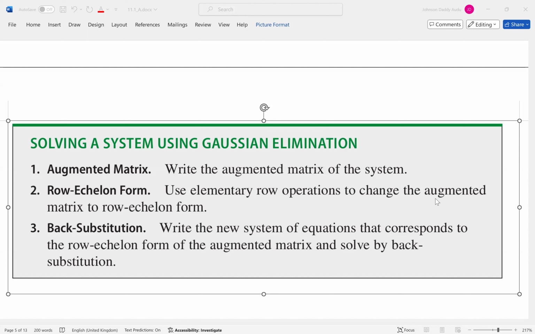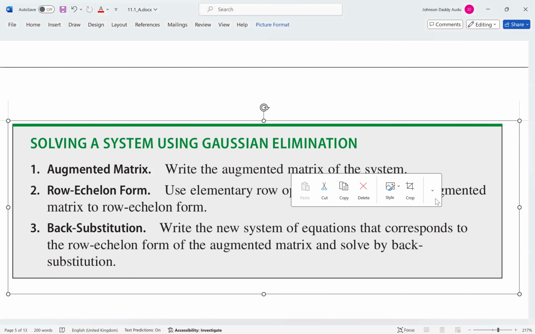So in this video, we'll be looking at how to solve a linear system of equations using what we call the method of Gaussian elimination. Now, this method of Gaussian elimination relies on what we discussed in the last video, which is the row echelon form of a matrix.